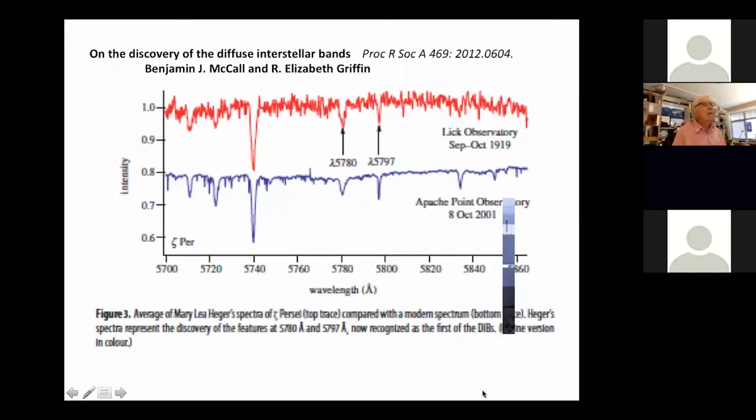And can I get rid of these things on the side here? Yes, no. I don't see anything on the side.